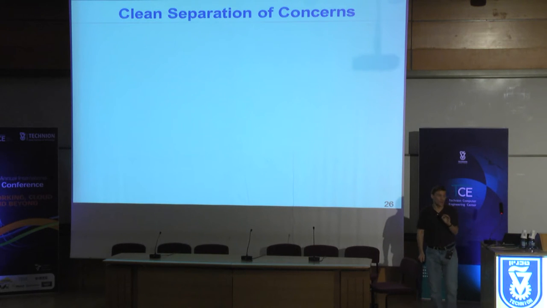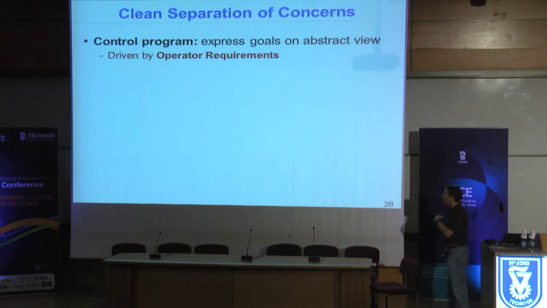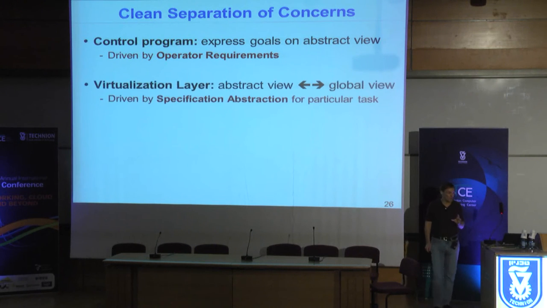So this is a completely clean separation of concerns. The control program has one job. That is to express the operator's requirements. That's the only thing it has to worry about, is what does the operator want to have happen, and I will tell the network that. The virtualization layer says, okay, I will take those commands based on this simplified network view, and I will translate to what it means on the actual physical topology.